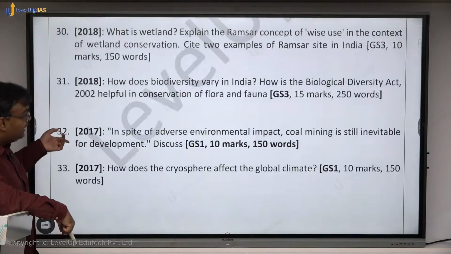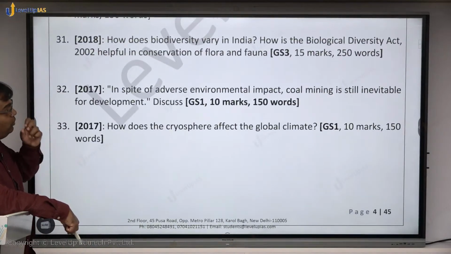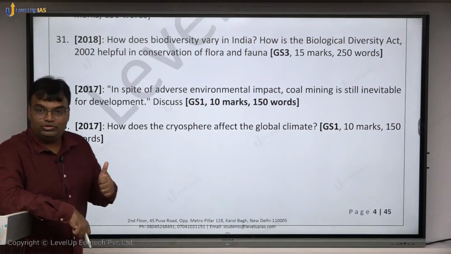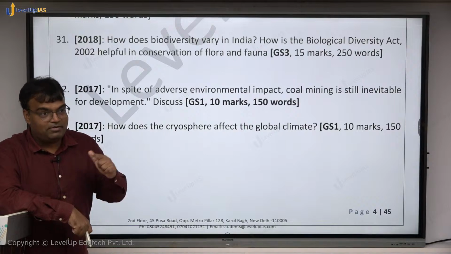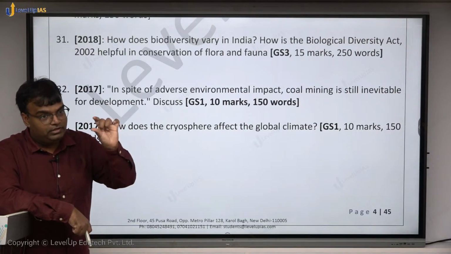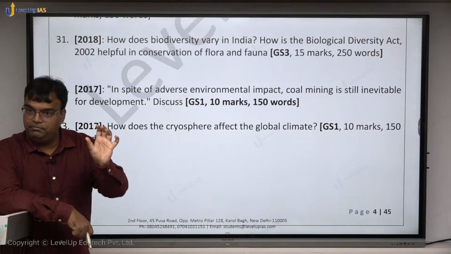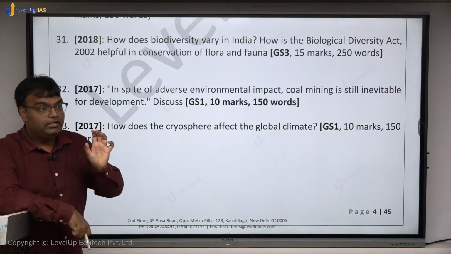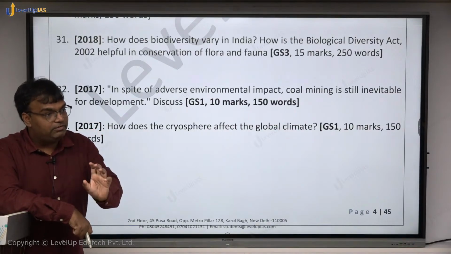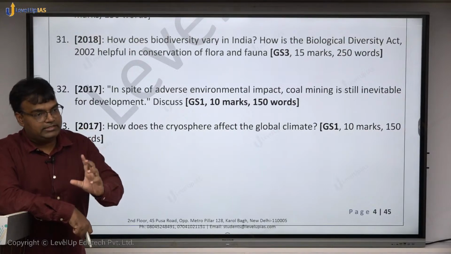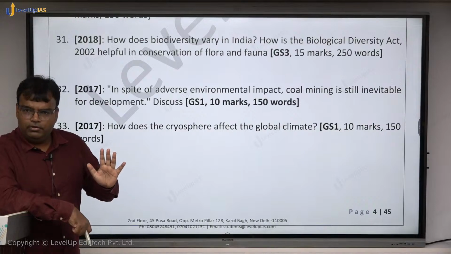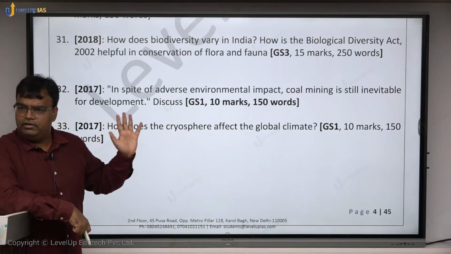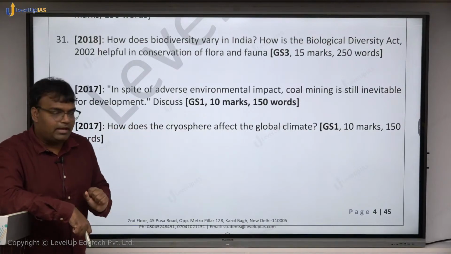Then, in spite of adverse environmental impact, coal mining is still inevitable. So coastal mining, coal mining, they're asking this question. Environmental impact assessment के अंदर we will go for mining, its negative impact, coal mining, its negative impact, sand mining, its negative impact, stone mining, its negative impact. We will study all those things systematically so that we'll be very well prepared when these questions get asked in the examination.